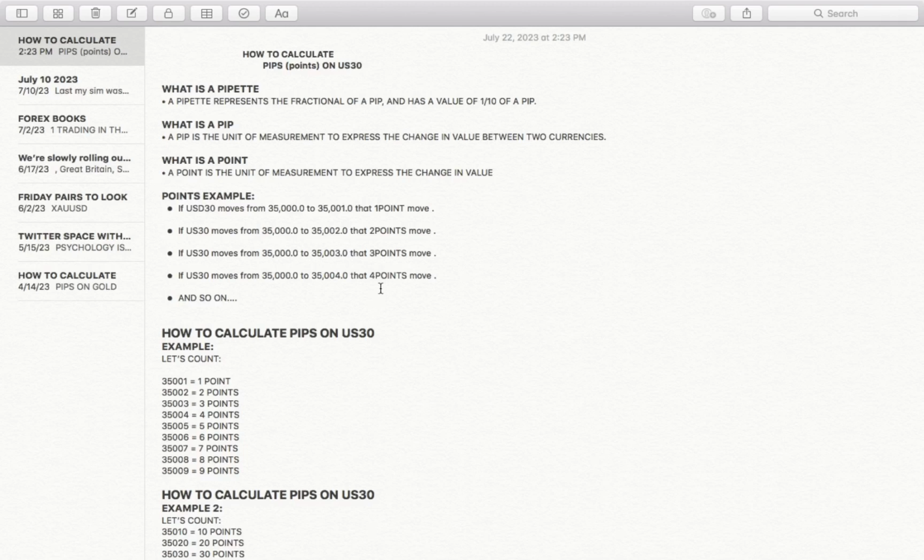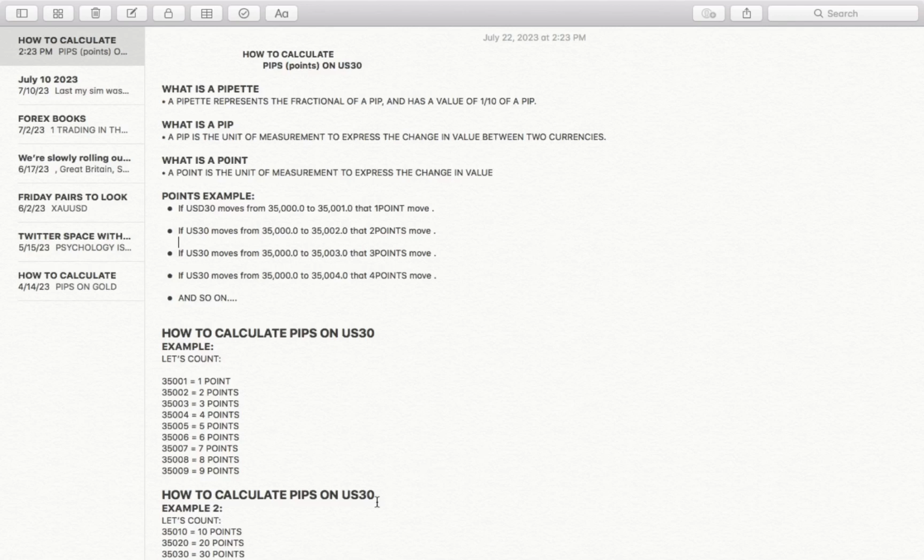But as we can see, because we are dealing with US30, we have to understand points, which we can also call pips. We just want to calculate the movement of change in value. A point is a unit of measurement to express the change in value. As you can see here, we have only change in value. There is no between two currencies, the reason being that US30 is just on its own. It's not trading itself against any other pair. It just combines and puts in all the figures of the 30 best companies in the US.